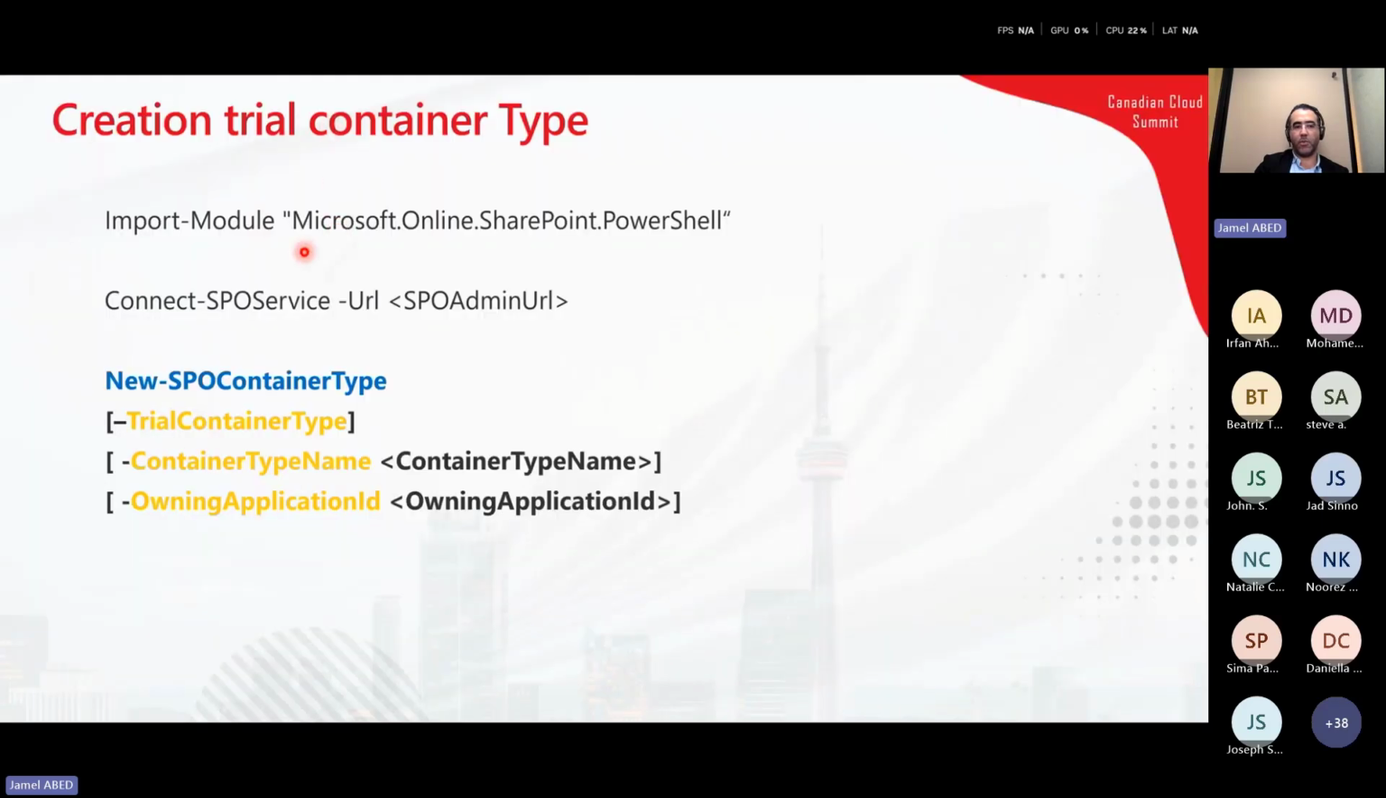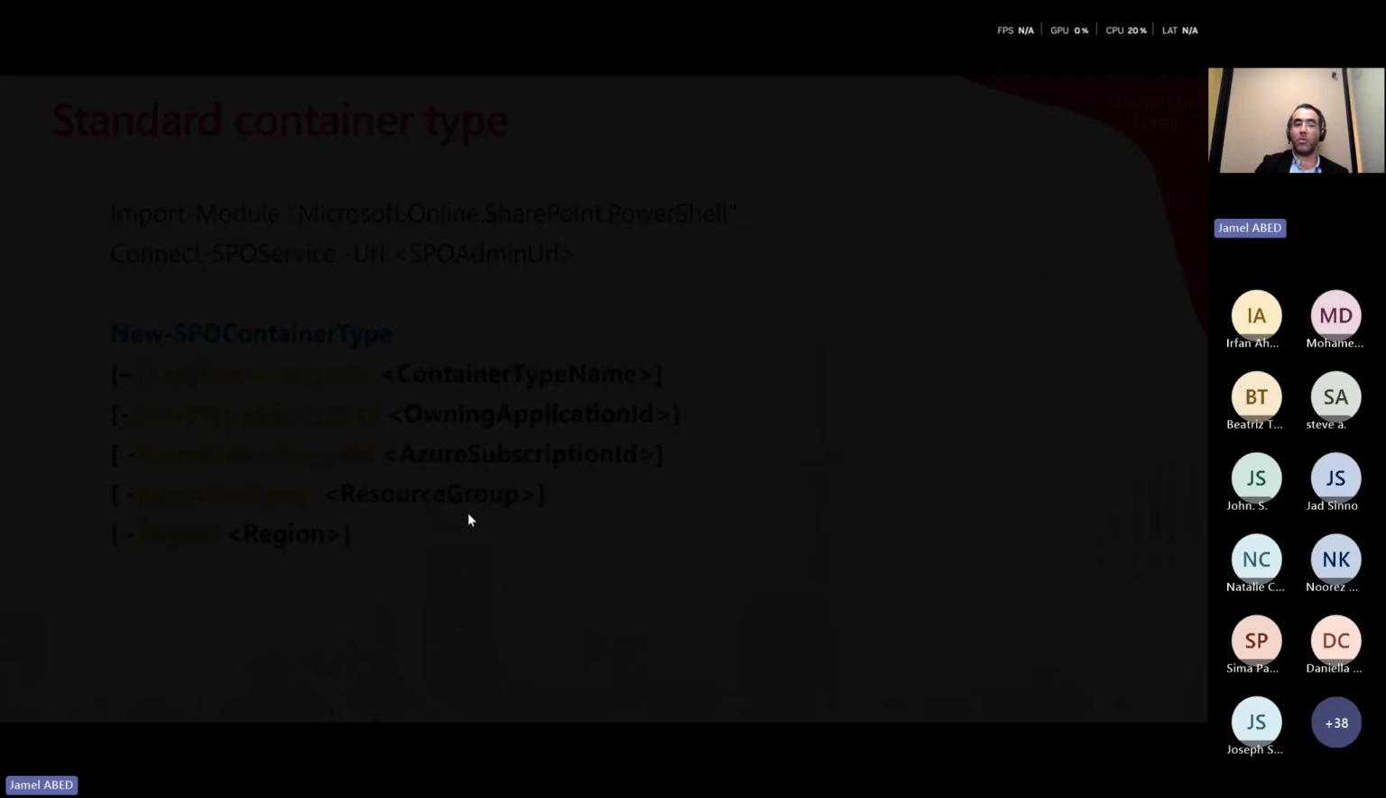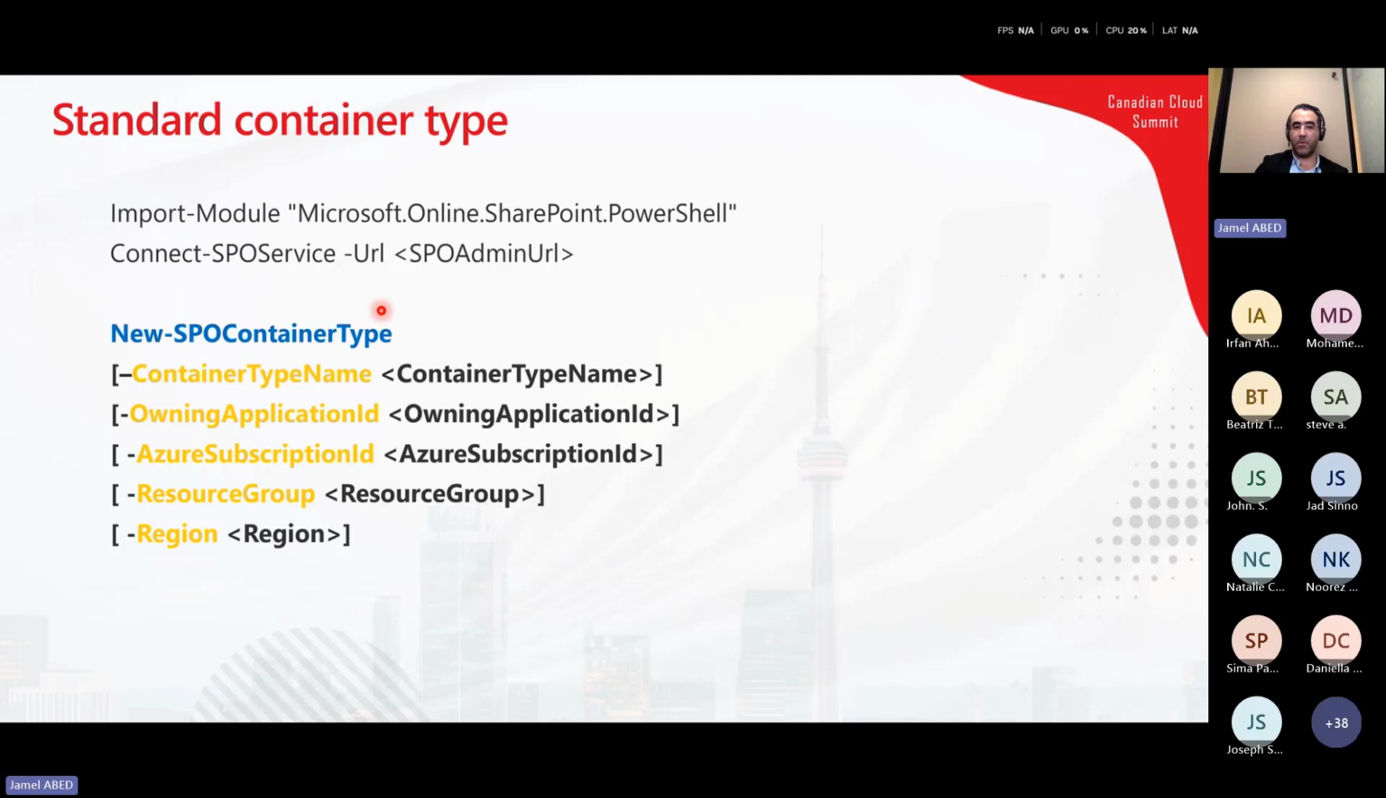For example, with PowerShell, we can create the container type. It's a trial container type. You specify the container type name and the app registration ID. And also for the standard container type, you pay for it. You specify in addition, for the trial container type, the Azure subscription ID, the resource group and the region of your resource group.